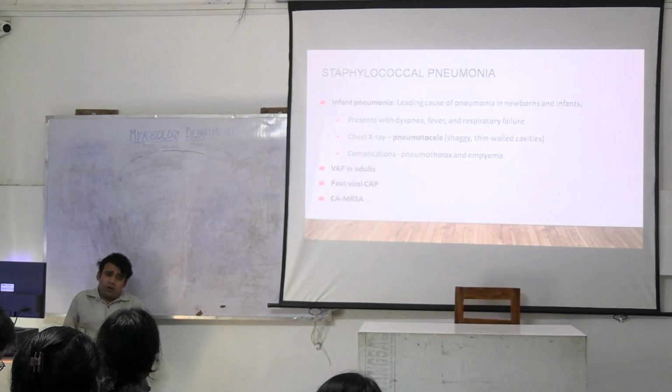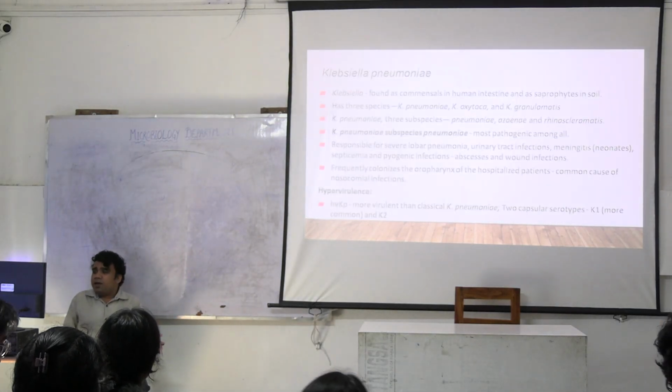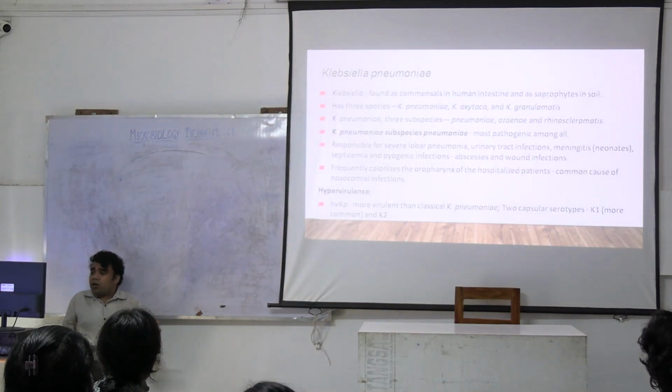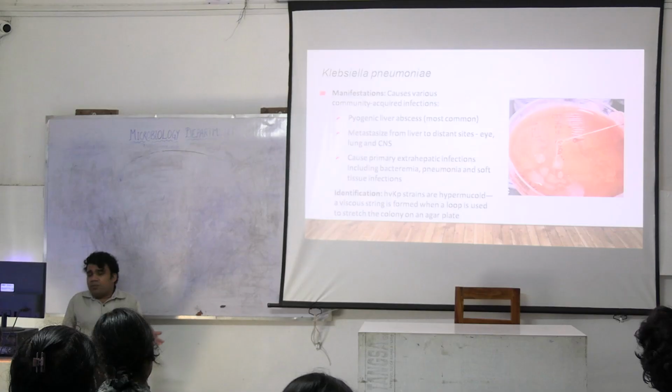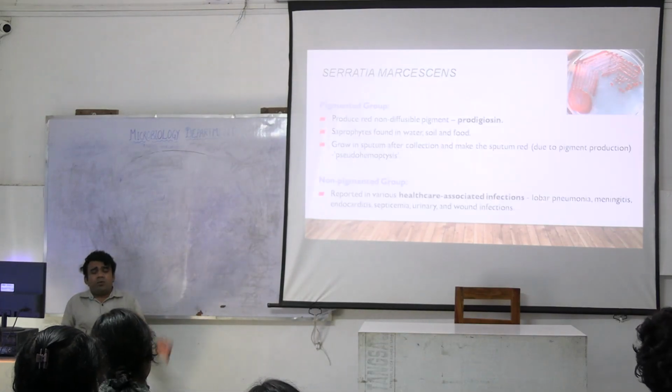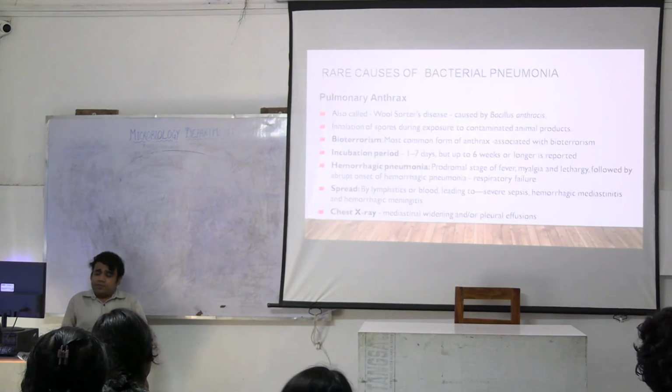Staphylococcus can cause lobar pneumonia. Staphylococcus will appear as gram-positive cocci. Klebsiella pneumoniae is a very common cause. It's a gram-negative bacilli, obviously you know that. Other important causes would be Enterobacter and Serratia.